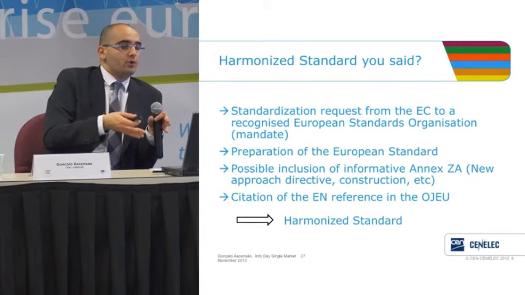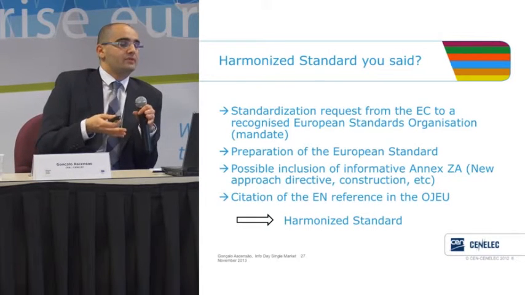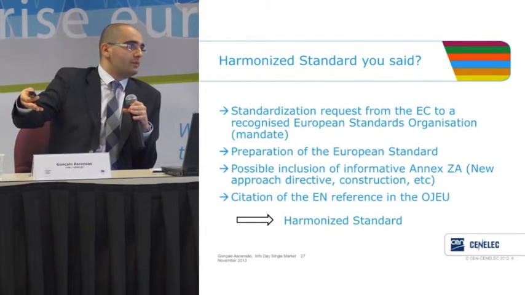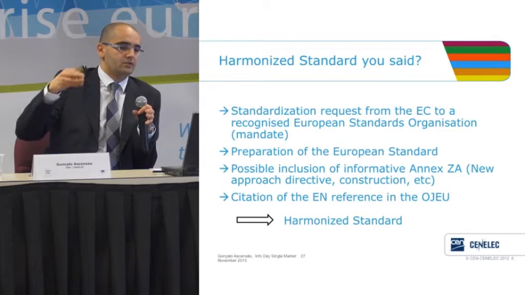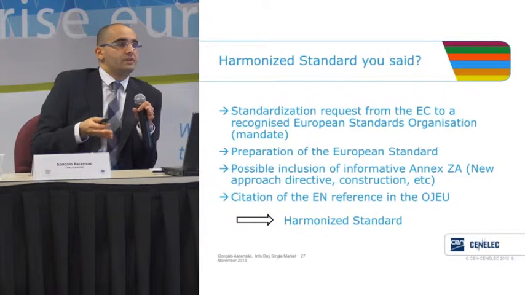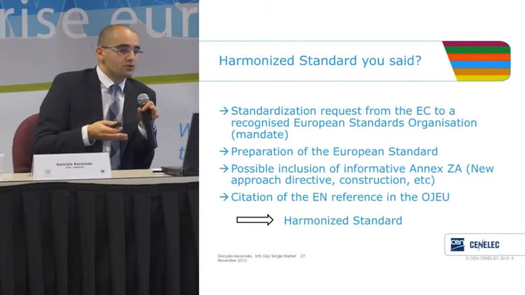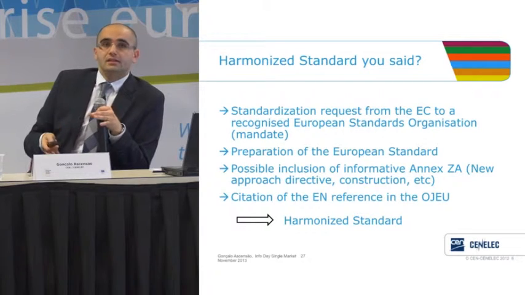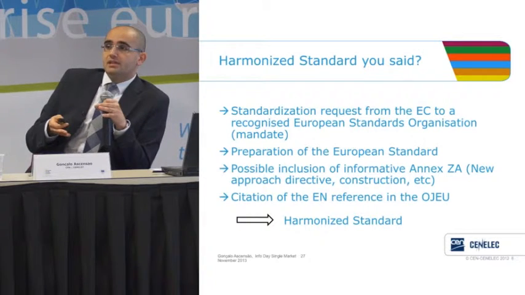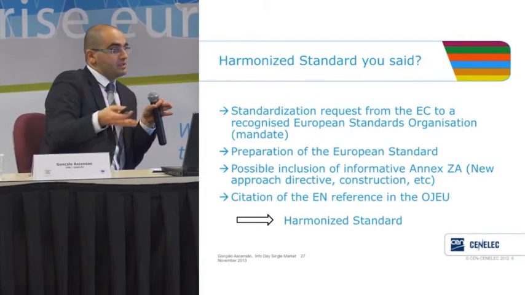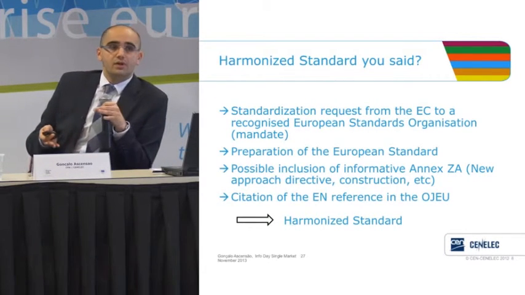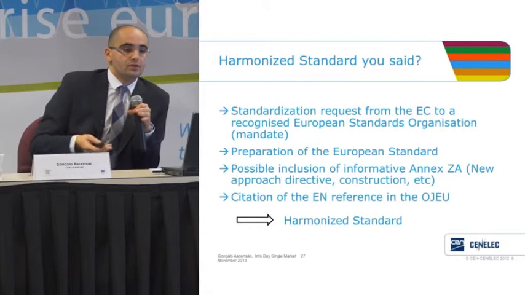As I said, for new approach for construction products, we usually have Annex ZB that makes the link between the standard and the essential requirements. For construction, we'll get to that. And after that, there is the citation of the European standard reference in the official journal of the European Union. And only then we have a harmonized standard, because we may have a European standard that is published, including, for instance, Annex ZB, but it may not be harmonized. It's only harmonized when the Commission is citing in the official journal.